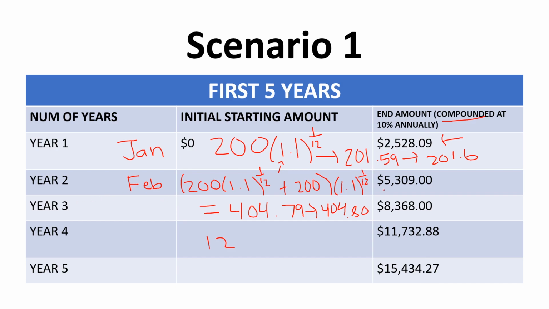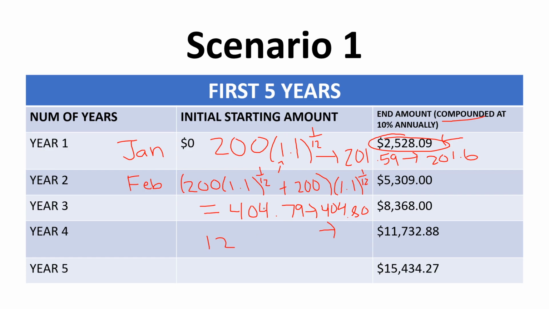And then let's see, year two, we got $5,309 at the end. End of year three, $8,368, and then end of year four, $11,732.88. Again, this is already a phenomenal difference compared to the end of year one. And then end of year five, $15,434.27. And then before I go on over to the next slide, hopefully this example made sense.